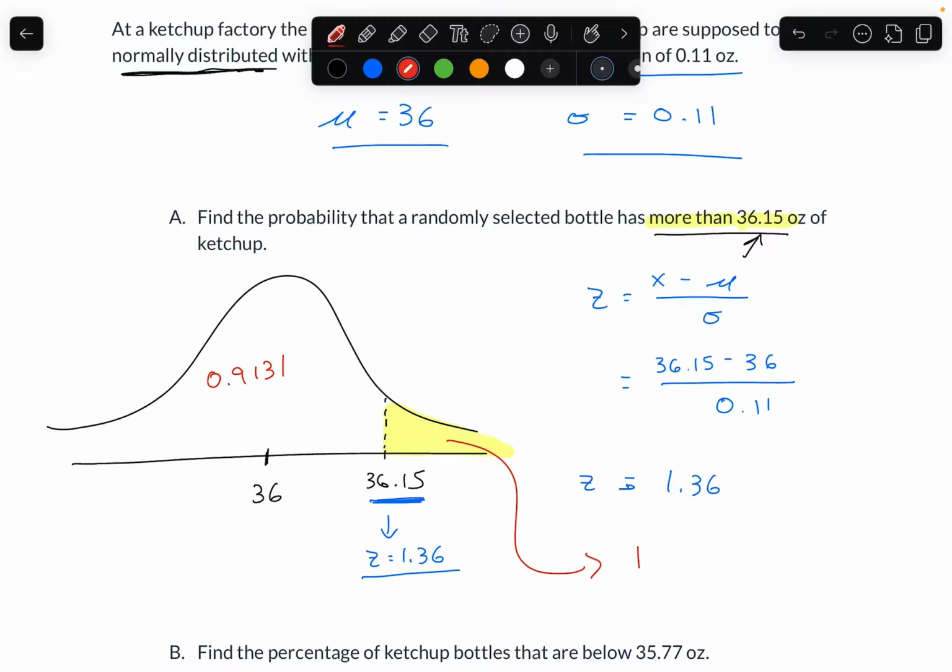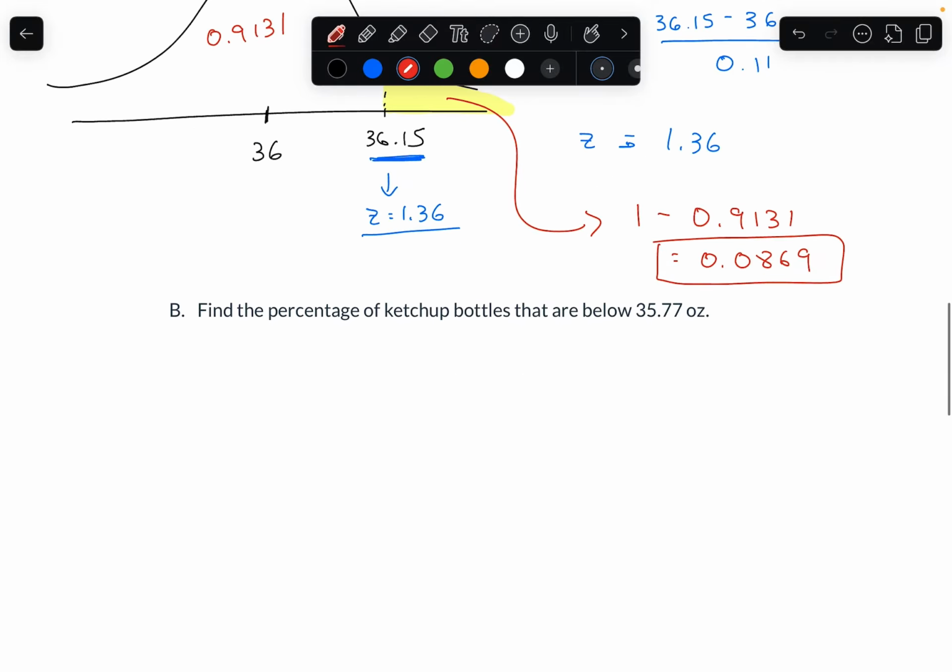I know that I can find that by subtracting the area to the left from 1. So I want 1 minus the area to the left, 0.9131, and that gives me 0.0869. There is my probability. So we just have a couple of these extra added steps where we're going to have to find the z-score first, and then once we have that, we can use what we know about our z-tables to find the area corresponding to that.